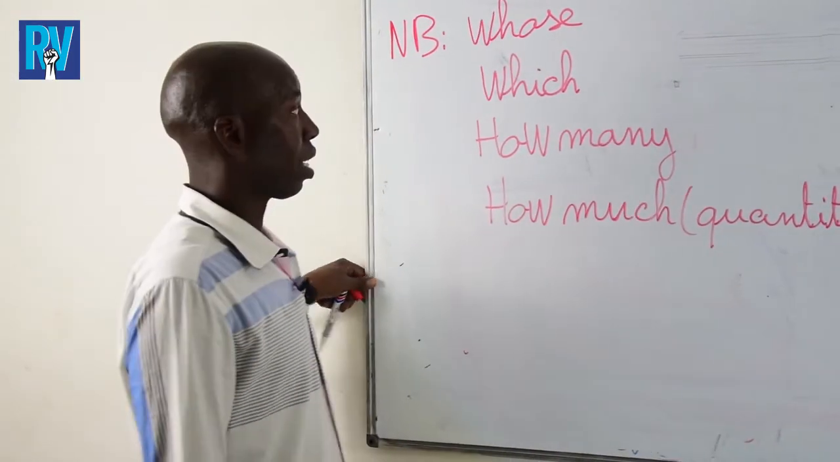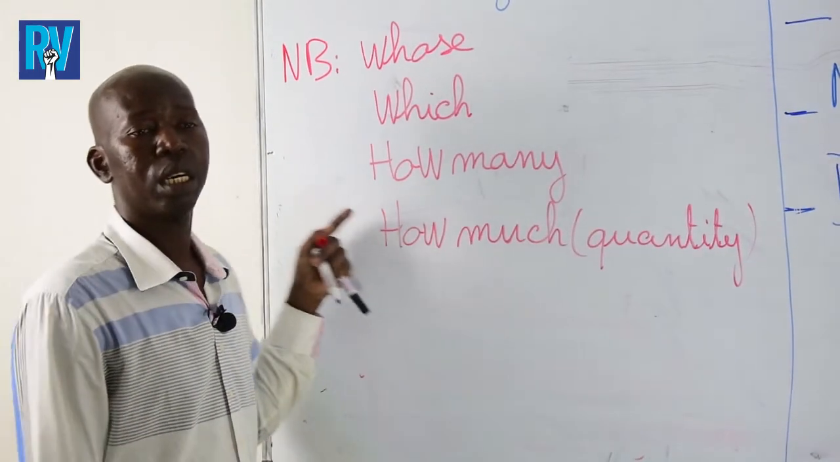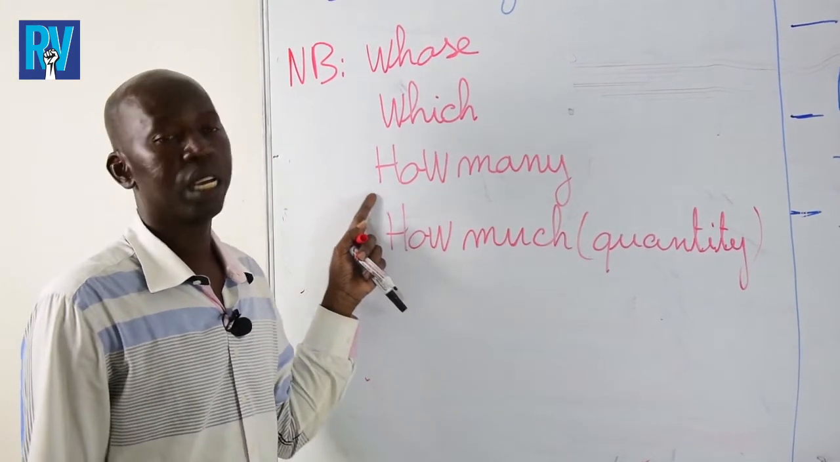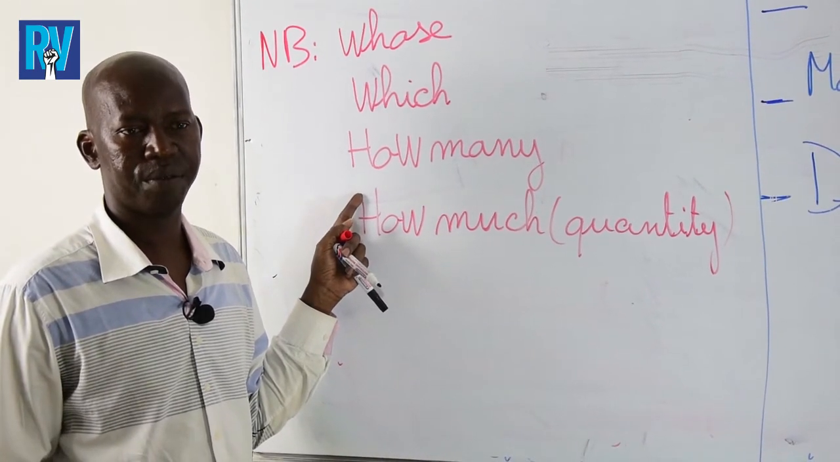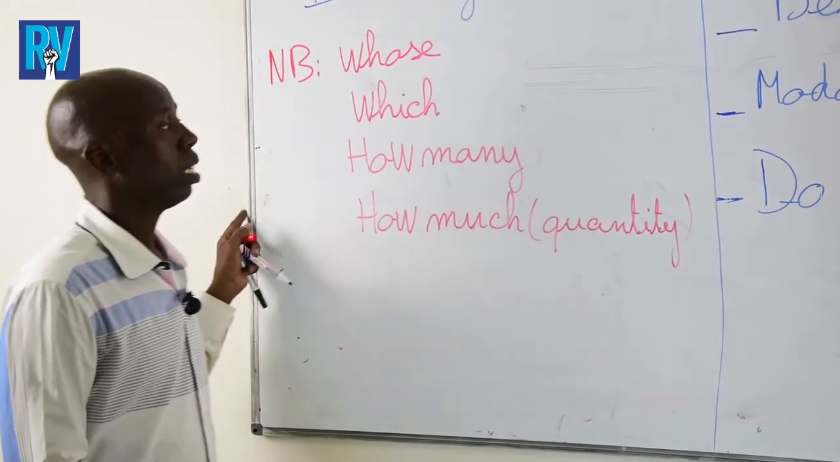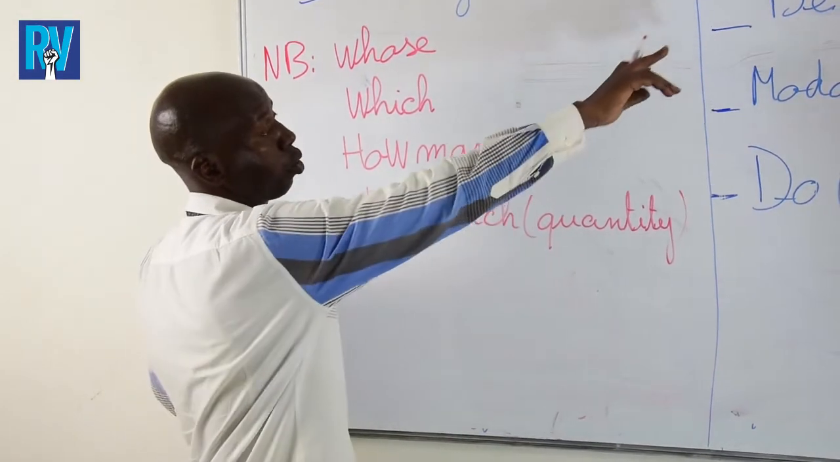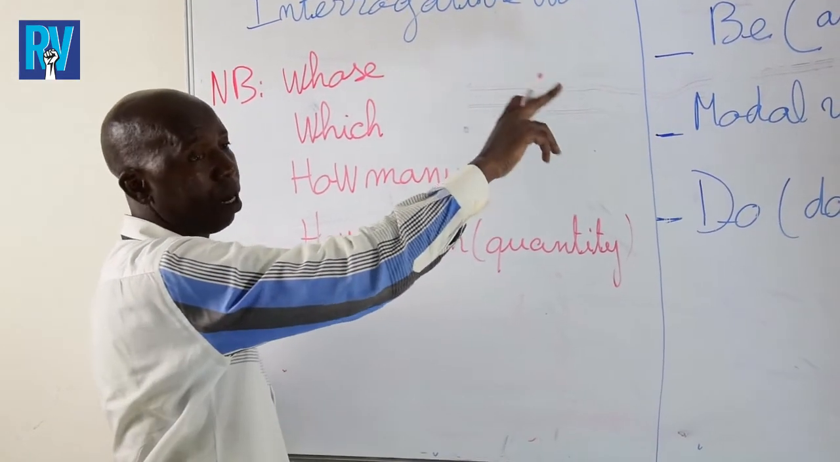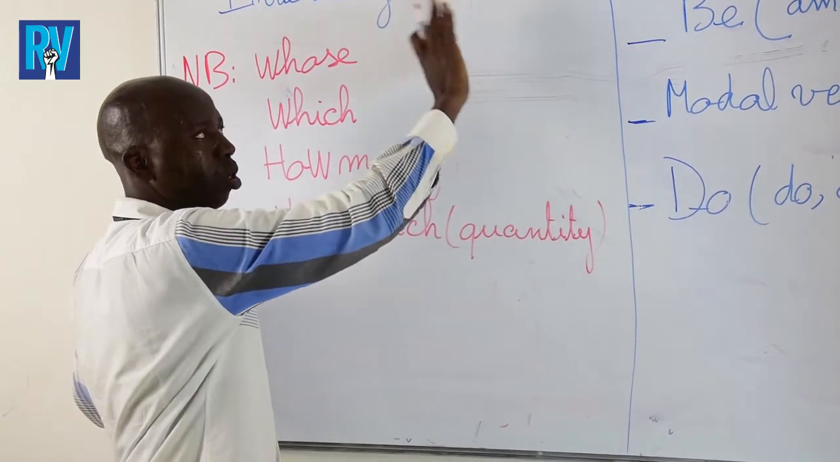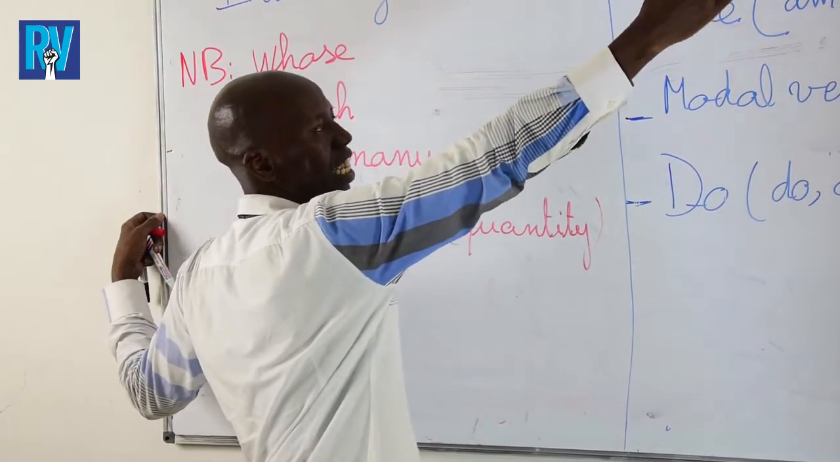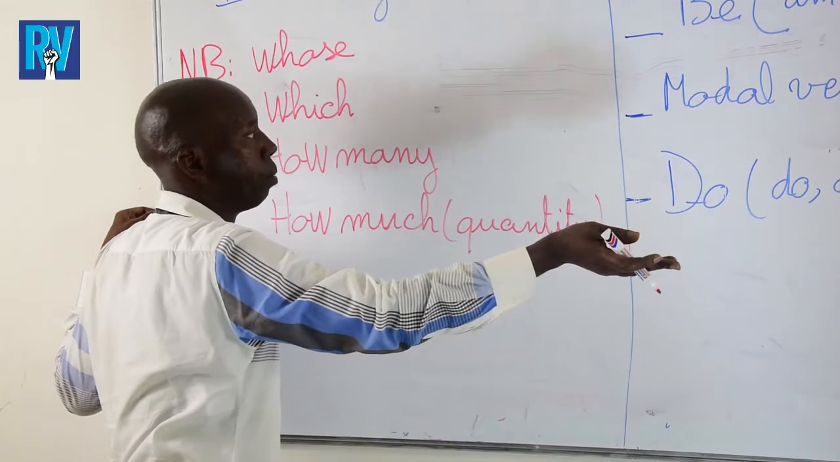Alors j'attire votre attention, I draw your attention, okay, on these 4 interrogative words. Donc j'attire votre attention sur ces 4 mots interrogatifs parce que ces 4 mots interrogatifs ne suivent pas ce schéma. Quand vous avez where, it's okay. Where have they taken? Il n'y a pas de problème.